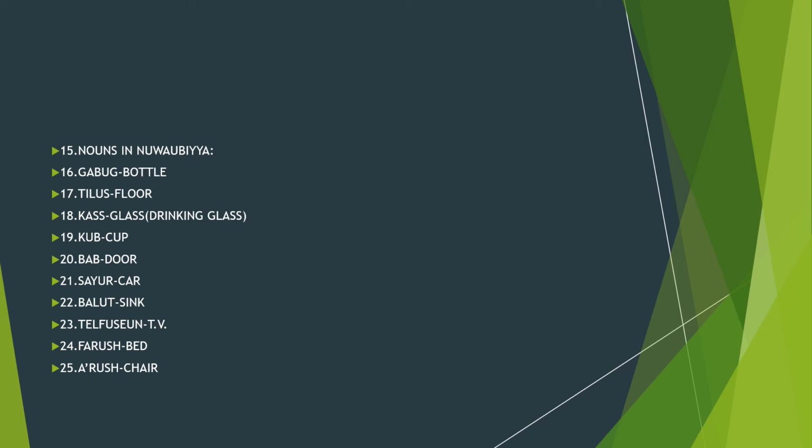Okay, so the next word, 17. Now, eyes are always E's, regardless of its position in the word. So just remember that as a rule. So it's going to make the sound of the letter before it. In this case, it's tilus. Tilus, not till, tilus. And that means floor.